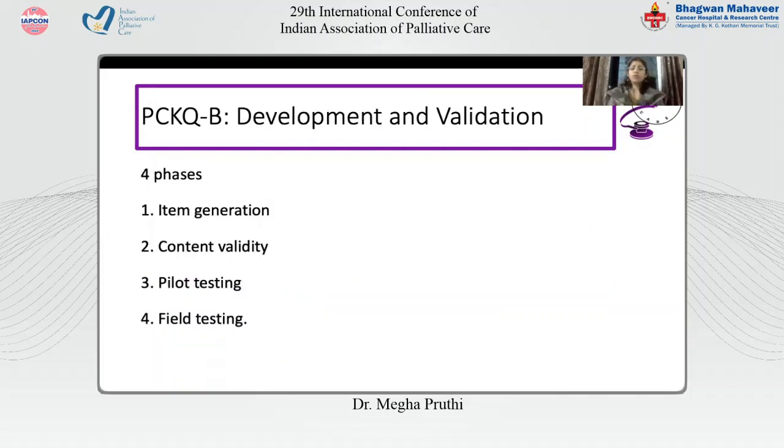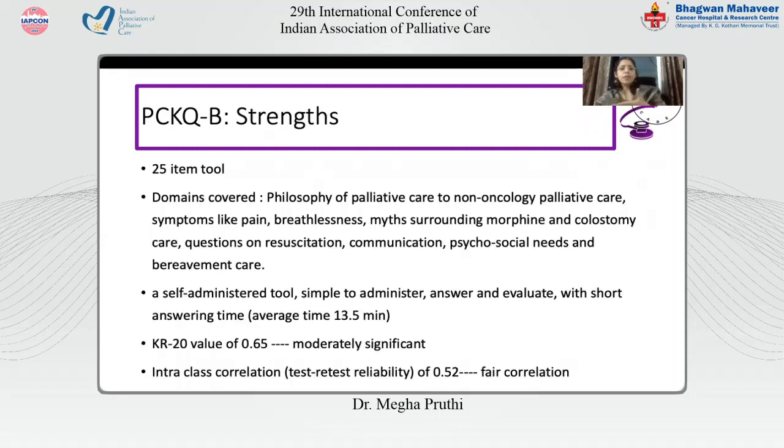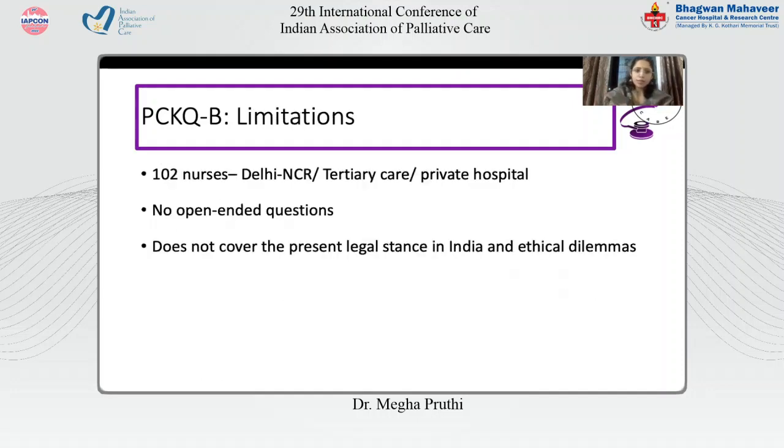We developed this tool in 4 phases, which are item generation, content validity, pilot testing, and field testing. And we have very extensively checked it for its psychometric properties. It's a 24-item tool and self-administered. It takes only around 13.5 minutes to complete, with moderately reliable KR20 values and test-retest reliability values. It is one of its kind in that it covers domains ranging from the philosophy of palliative care to non-oncology palliative care and various other aspects of palliative care.